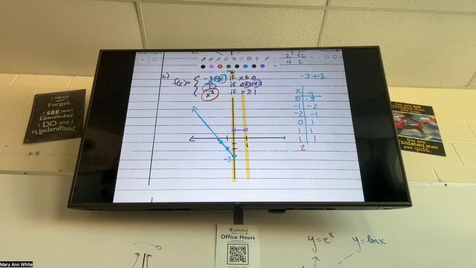1 squared is 1. So the first point that I'm going to do for my x squared graph is actually going to be at the point 1, 1. I'm going to close the circle that I originally had open, because now I do get to include it. When I do 2 squared, I get 4. So I'm going to jump up to 4 so that I make my parabola look like that.